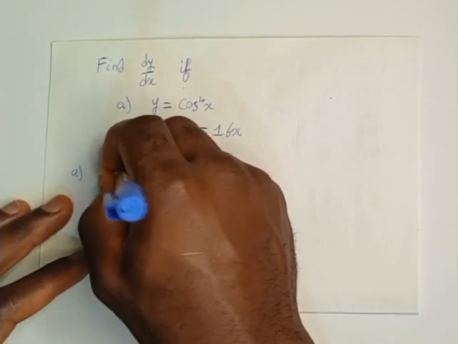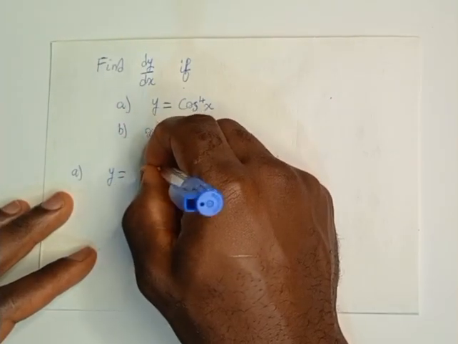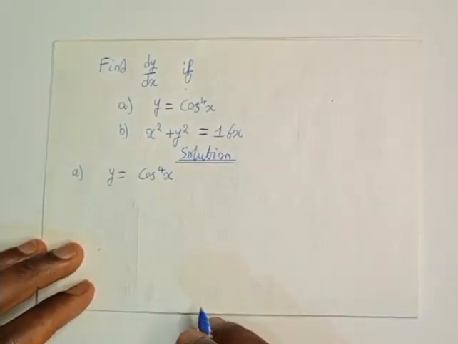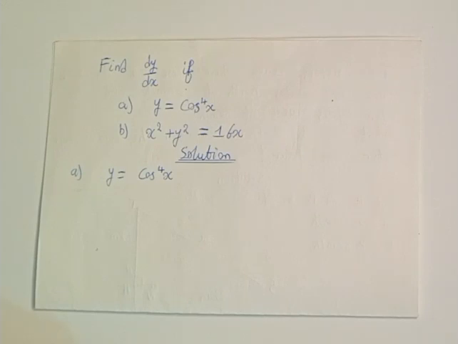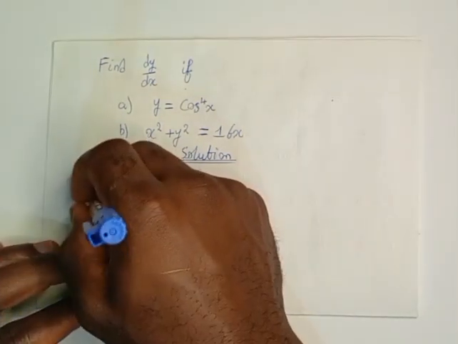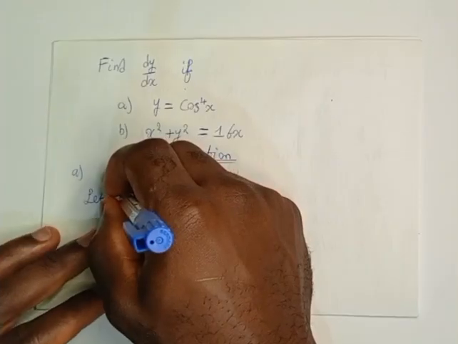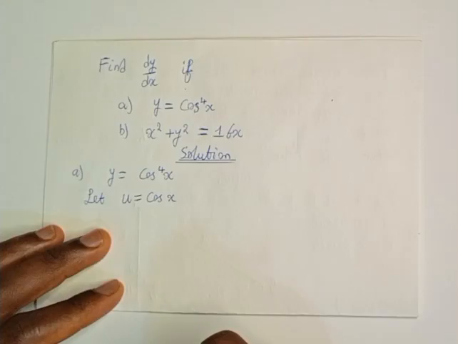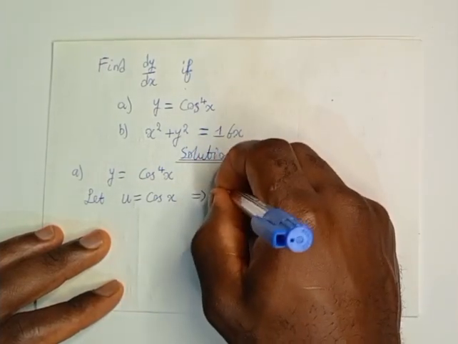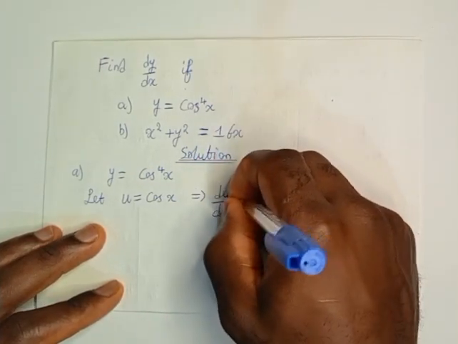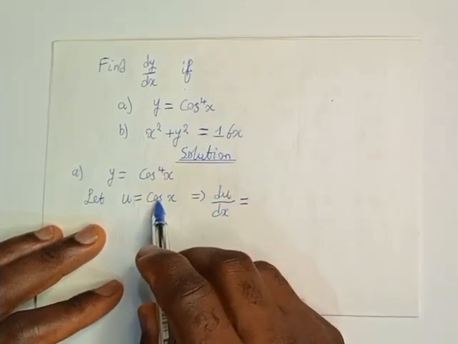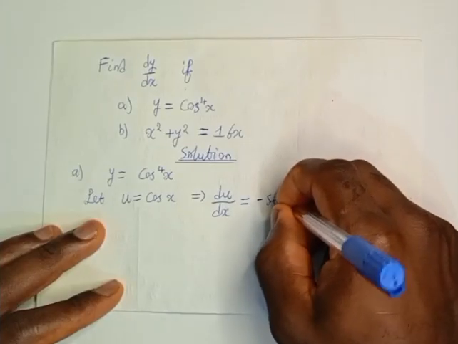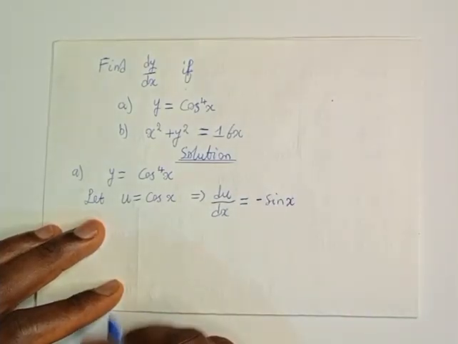A, we have y equal to cos x to the power 4. For us to differentiate this function, we are going to make use of the chain rule. We are going to start by letting u be equal to cos x. Then du all over dx will equal, we differentiate cos x with respect to x, it gives us negative sine x. This is du on dx.